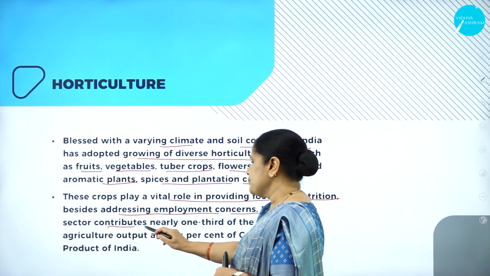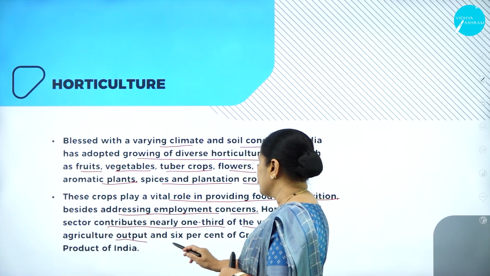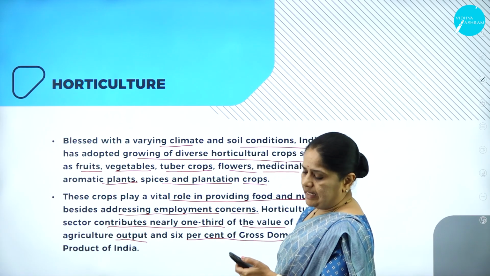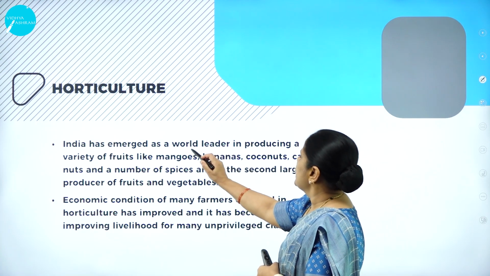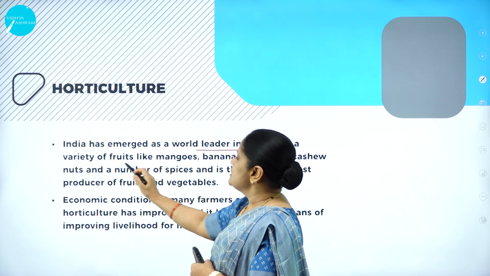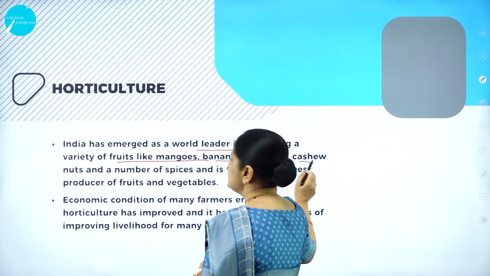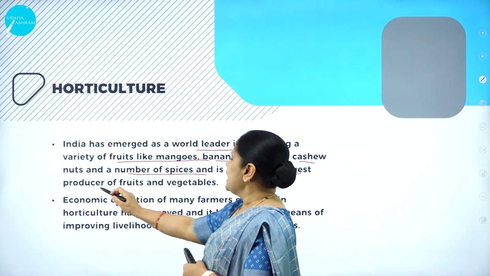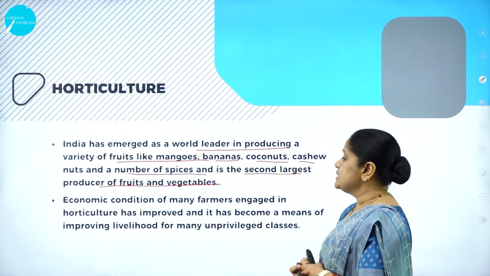The horticulture sector contributes nearly one third of the value of agricultural output and 6% of the GDP of India. India has emerged as a world leader in producing a variety of fruits like mangoes, bananas, coconuts, cashew nuts, and a number of spices, and it is the second largest producer of fruits and vegetables.